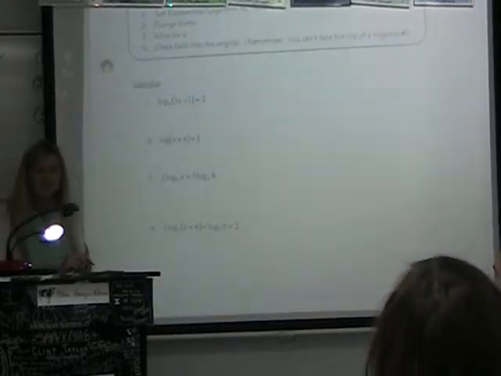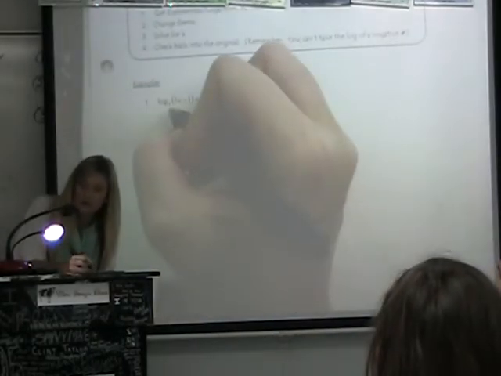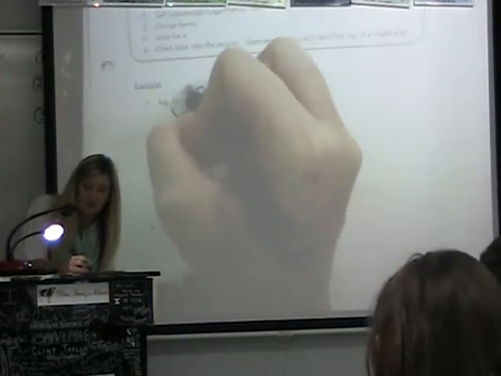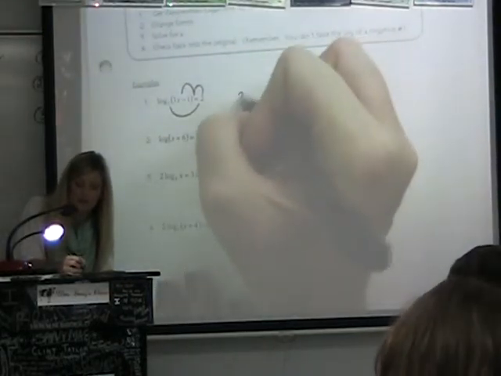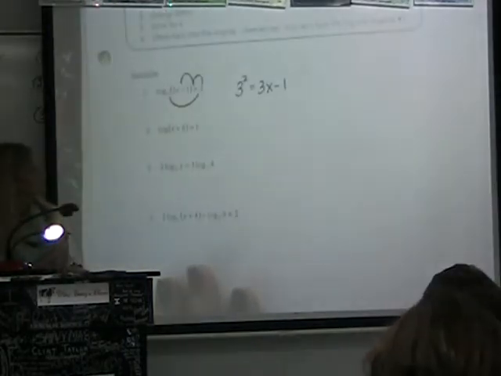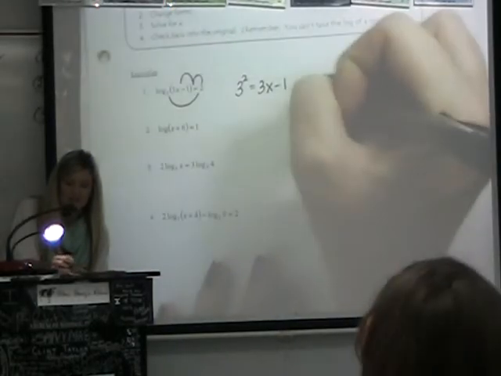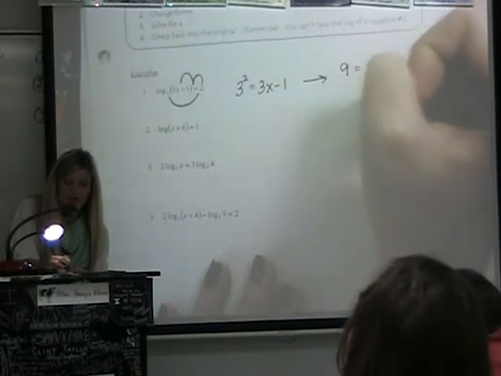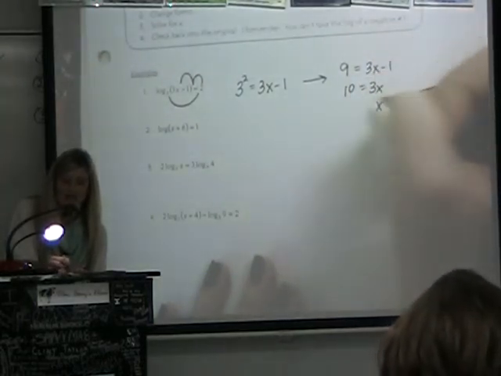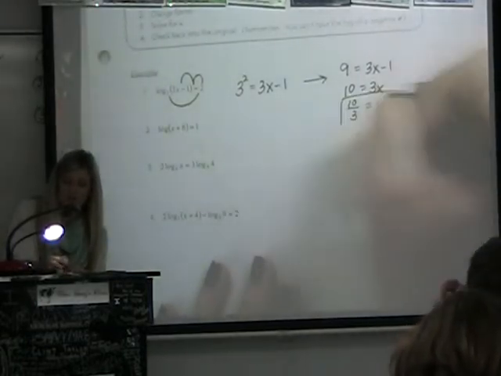So step 2 says change forms. Let's do frog on a log. So we're going to do 3 to the second power equals 3x minus 1. So 3 squared equals 3x minus 1. Well, that's just going to give us 9 equals 3x minus 1. Add 1 to both sides. Divide both sides by 3. And you get an answer of 10/3.